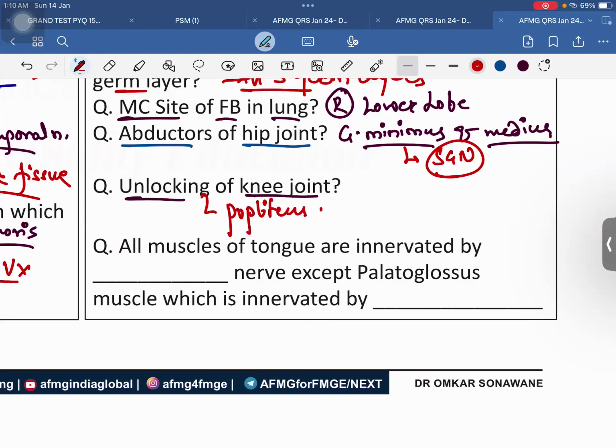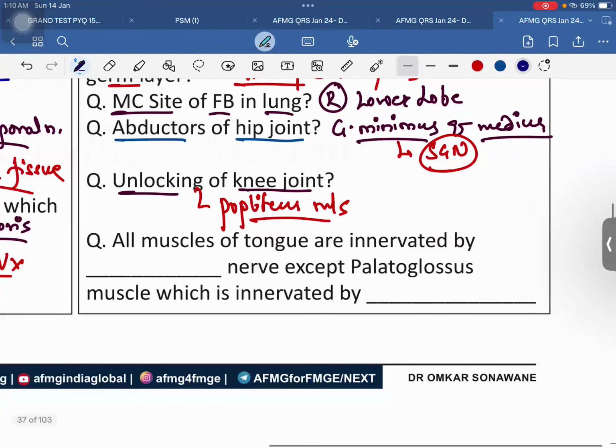But at the same time, beta, you can try when you do extension of your leg. When you do extension of the leg, at that time, definitely there is locking of the knee joint. And when there is locking of the knee joint, the anterior muscle is contracting. That is nothing but the quadriceps femoris. Yes, that muscle is the locking muscle of your knee joint.